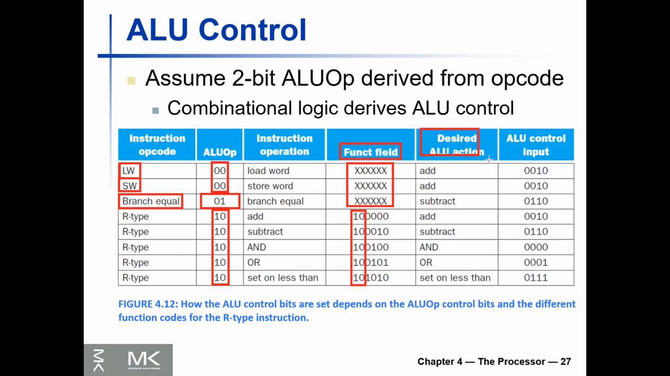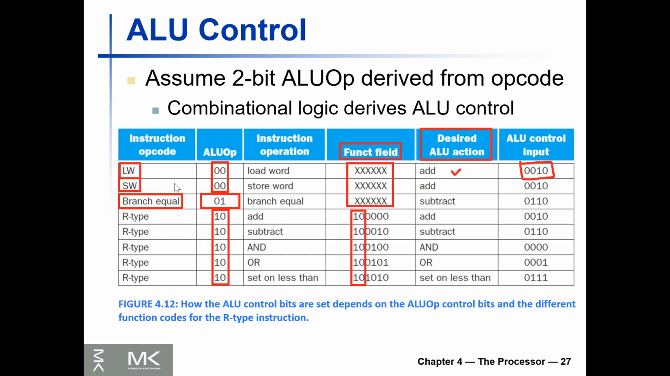What we are expecting from the ALU to perform, which type of operation. So here you can see load word, definitely addition is needed. So what should be the ALU control input for that? It is 0010, because we are expecting it should perform addition.